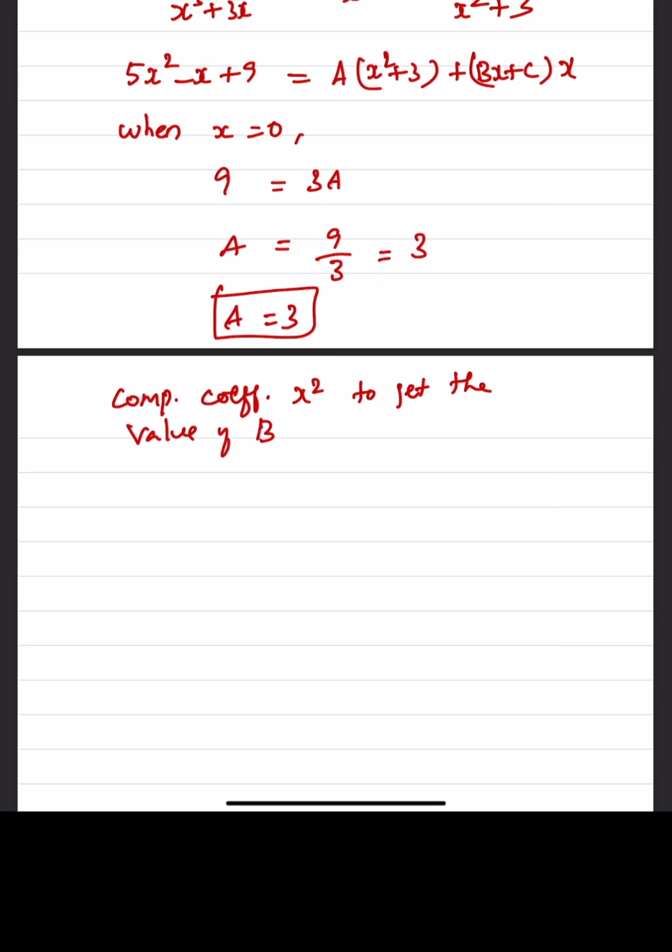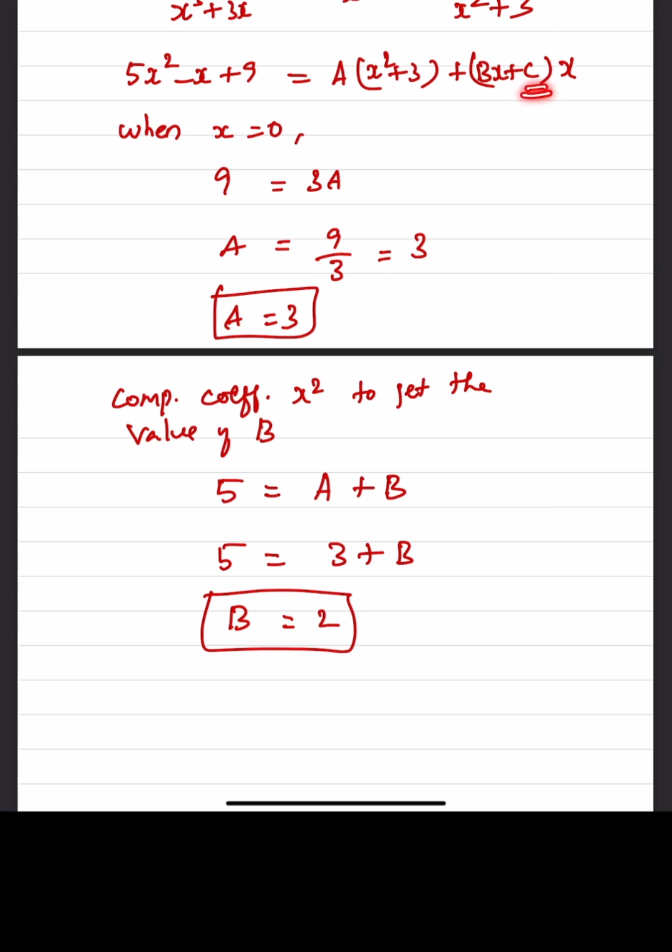So the coefficient of x squared is 5 on the left hand side. So 5 equal to, when you compare the coefficient of x squared on this side, here it will be ax squared and here bx squared. So a plus b. We know the value of a. So 5 equal to 3 plus b. So b equal to 2. So this is our b.